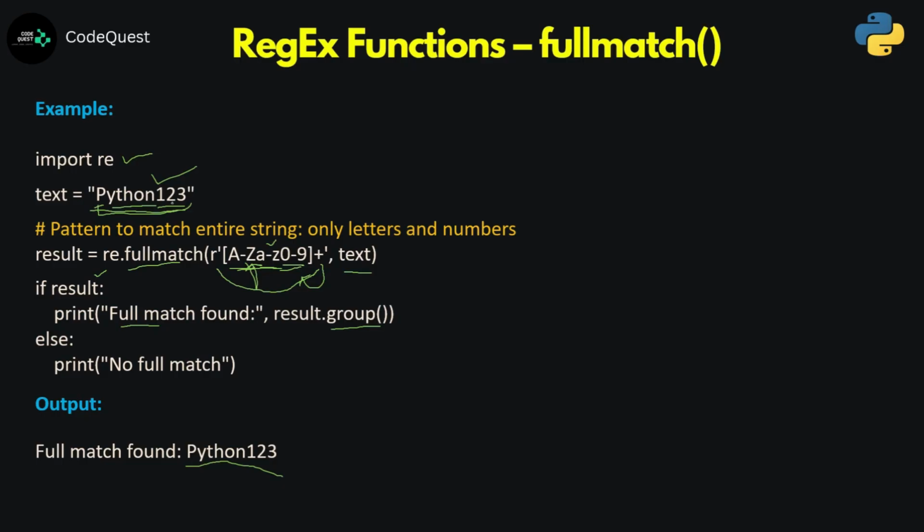Now if we give something different, I mean suppose apart from this alphanumeric, if I'm giving some other symbols here, then it is not going to return the match object. By that time it is going to return a None object. As a result, we will be getting this "no full match".